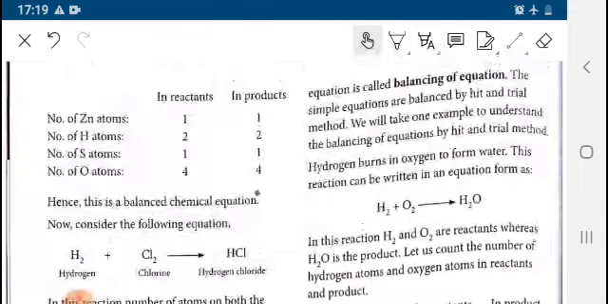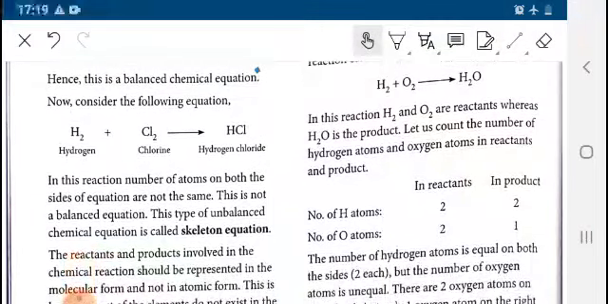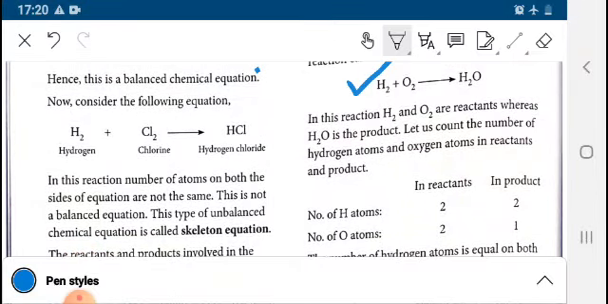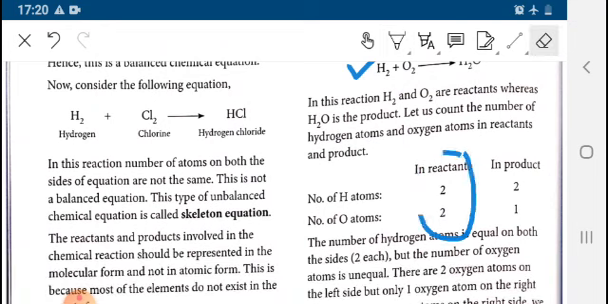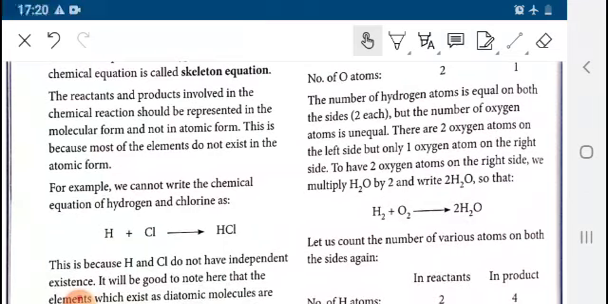Now let us see how the reaction is done. See here, a reaction is given, H2 plus O2 gives H2O. What is the number of atoms in the reactants? Hydrogen atoms 2, oxygen atoms 2; in the product, hydrogen 2, but oxygen is 1. It means the reaction is not balanced. So what do we have to do? Now we will go for the hit and trial method. Hit and trial method means it is not exact. We are just making a guess, and then we are trying to balance. That's why it is known as the hit and trial method.